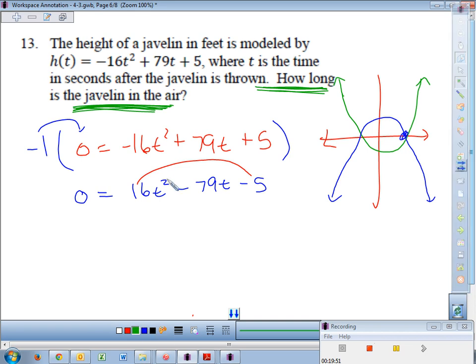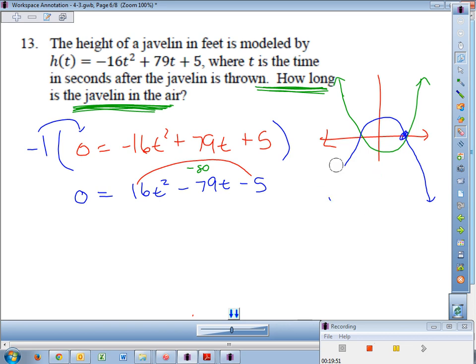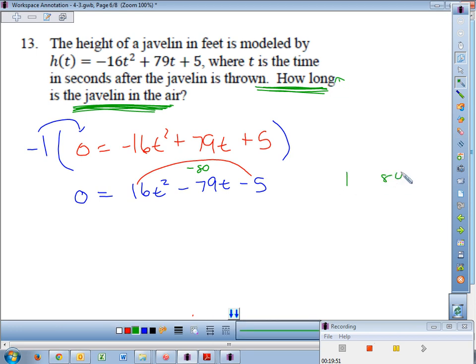What is 16 times negative 5? It's not 80. What's 16 times negative 5? It's negative 80. Awesome. Find two numbers that multiply together to be negative 80 and add together to be a negative 79. Awesome. That's real easy. What are those two numbers? You're going to use a 1 and an 80 combo, right? But one of them has to be negative. Which one's got to be negative?